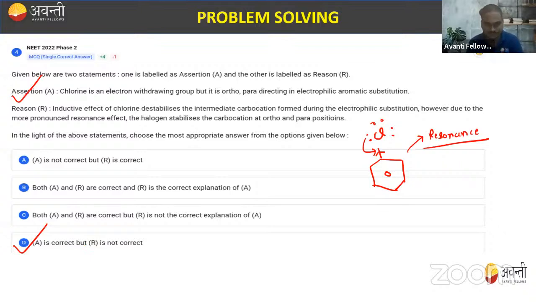समझ आया सबको? Because we all know chlorine is an electron withdrawing group, but why does it behave like an ortho para directing group in electrophilic substitution reactions? It is basically due to the presence of the lone pair of electrons, which participate through resonance. Due to the resonance, they show ortho para directing behavior and increase the electron density at the ortho and para positions. ठीक है?